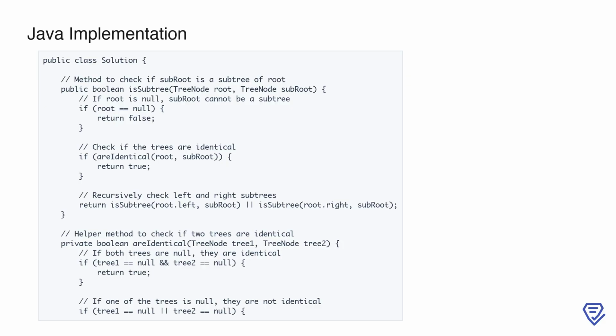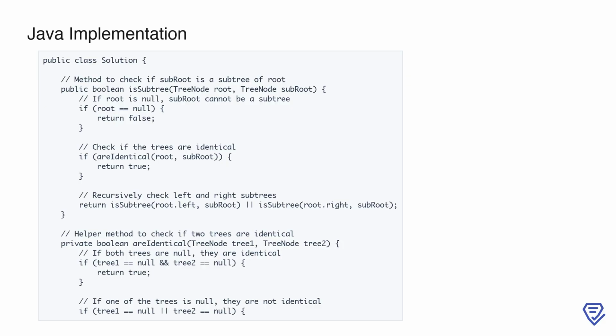Here, we start by defining the isSubtree method, which determines if the tree subroot is a subtree of root. The first condition checks if root is null. If it is, then subroot cannot be a subtree, so we return false. Next, we check if the two trees are identical using the r_identical helper method. If they are, we return true. If not, we recursively call isSubtree on the left and right subtrees of root, combining the results with a logical OR. This ensures that we explore all possible subtree positions within root.